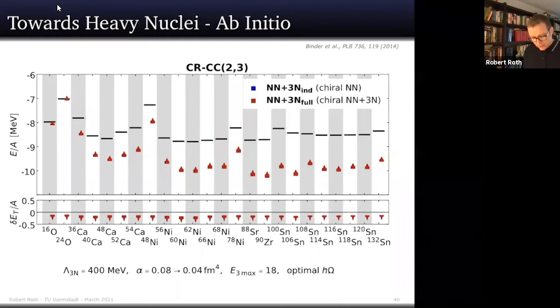What you see here is, for a large range of nuclei from oxygen 16 to tin 132, the ground state energies that we computed with this best possible coupled cluster approach with a chiral 2+3 nucleon interaction. And it's the chiral 2+3 nucleon interaction that I essentially used for all the examples before. This interaction we used for a very, very long time because, as I've shown you before, it does a very nice job in the oxygen isotopes.